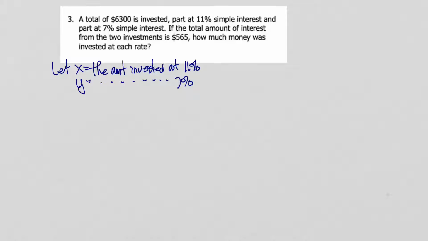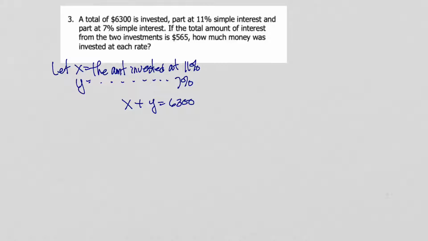Now, let's get two equations. So we need two relationships here. First of all, I know this. The total, right up here, the total is $6,300. Now, this is the amount that we're putting into 11%. This is the amount we're putting into 7%. So if I add those together, I should get the total amount, which is $6,300. So I do know this, that x plus y is $6,300.